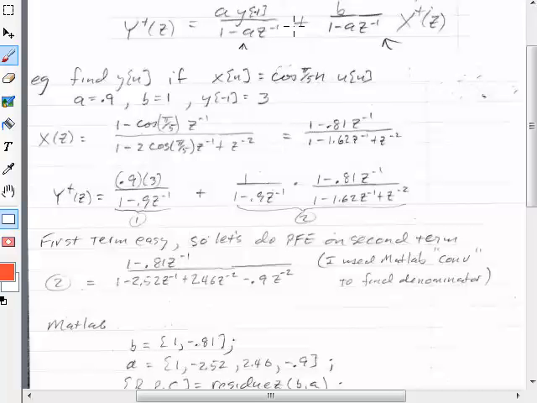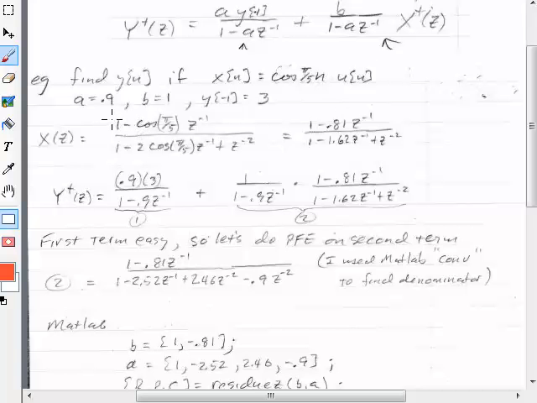So we have to actually solve this thing. How do we solve it? Well, the first thing we do is we have to find out what x of z is, right? X of z is the z transform of this cosine. Well, the one-sided z transform and the two-sided z transforms are the same for this thing because this thing begins at 0. So the one and the two-sided z transforms are identical.